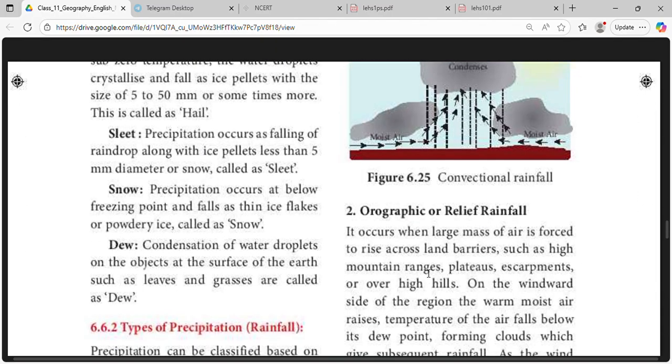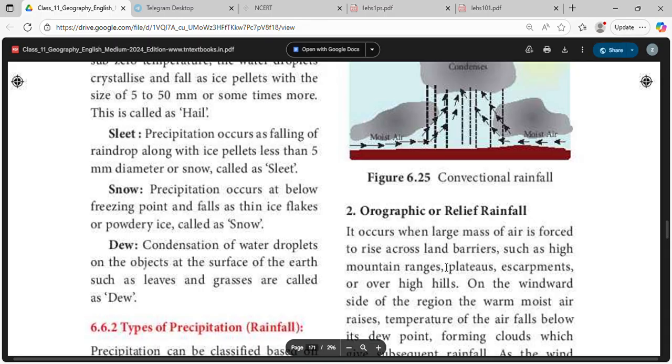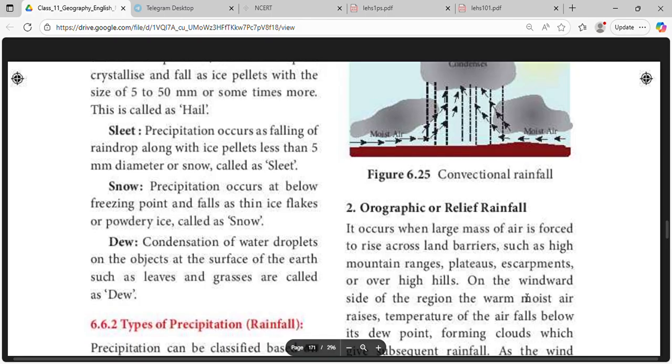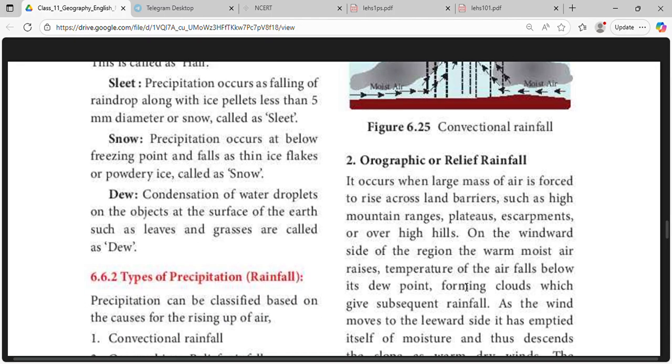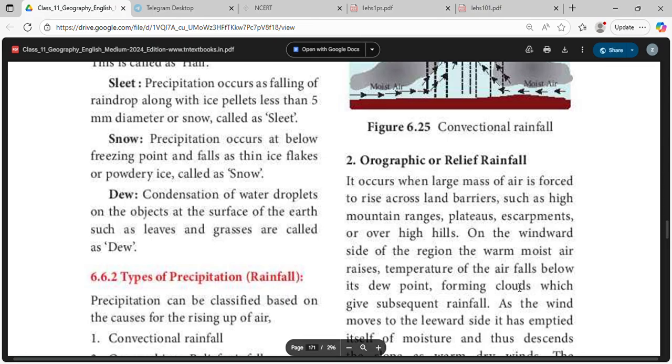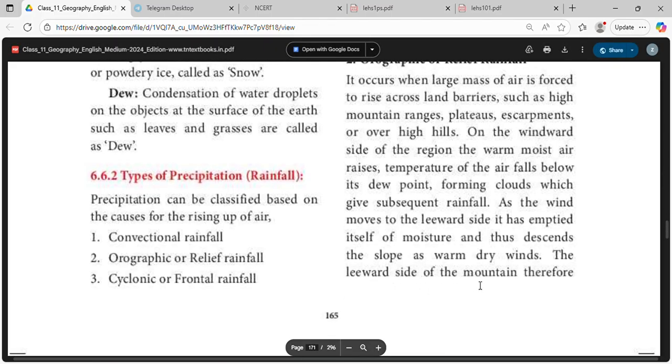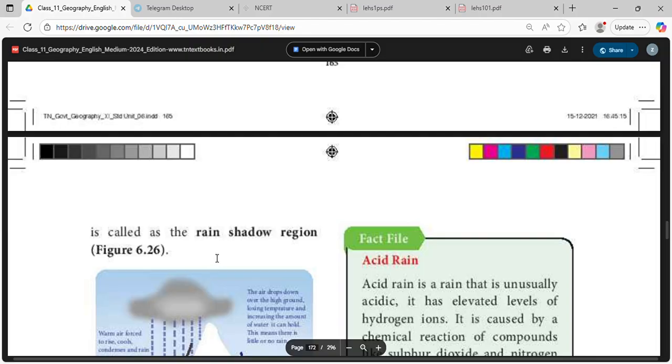Orographic rainfall occurs when a large mass of air is forced to rise across land barriers such as high mountain ranges, plateaus, escarpments, or over high hills. On the windward side of the region, the warm moist air rises, the temperature of the air falls below its dew point, forming clouds which give subsequent rainfall. As the wind moves to the leeward side, it has emptied itself of moisture and thus descends the slope as warm dry winds. The leeward side of the mountain therefore is called as the rain shadow region.